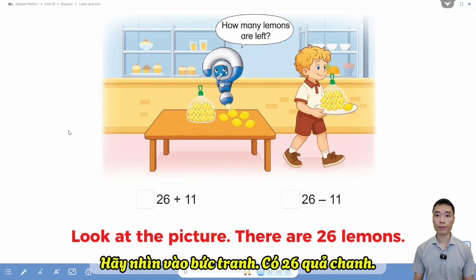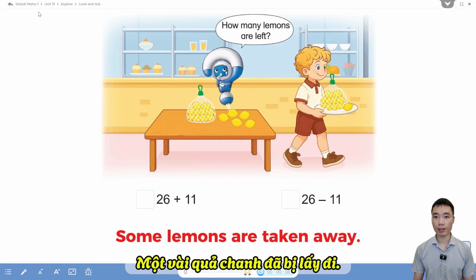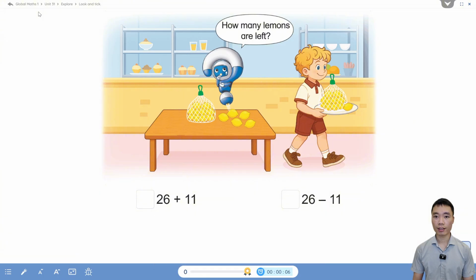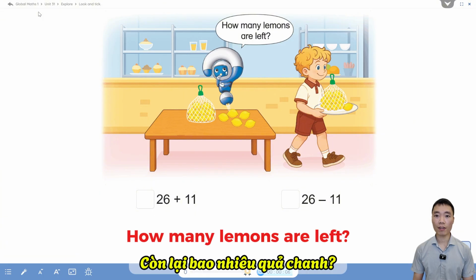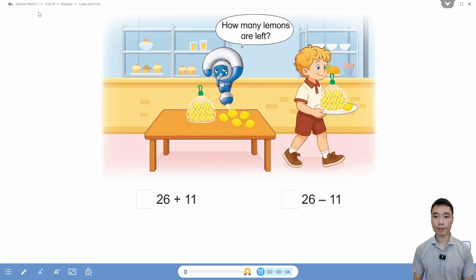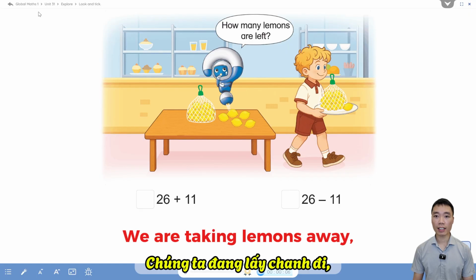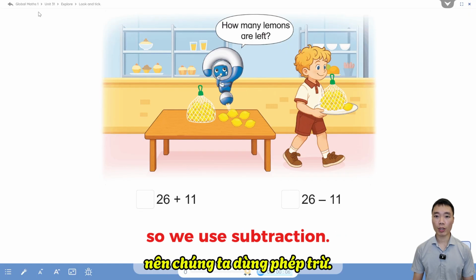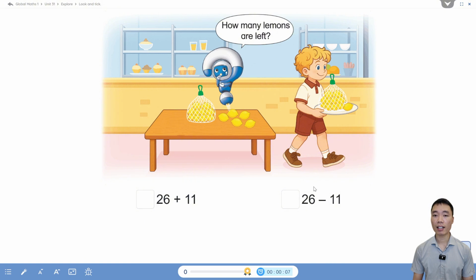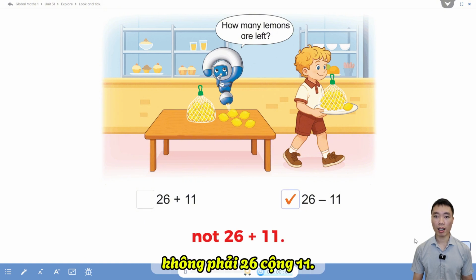Look at the picture. There are 26 lemons. Some lemons are taken away. 11 lemons are taken away. How many lemons are left? So what should we do? Should we add or subtract? We are taking lemons away, so we use subtraction. The correct math is 26 minus 11, not 26 plus 11.